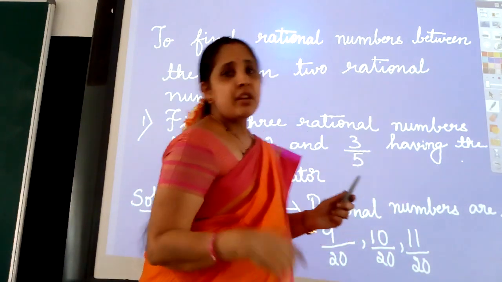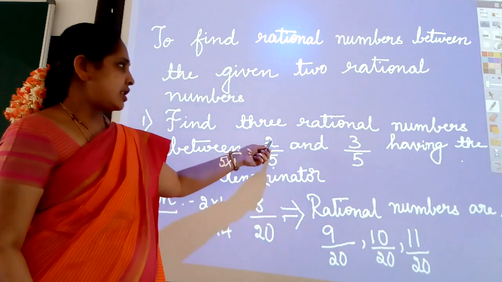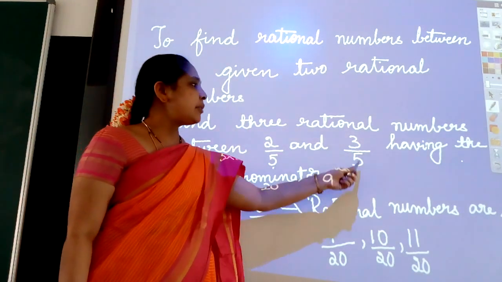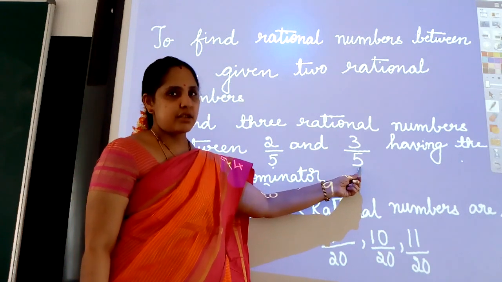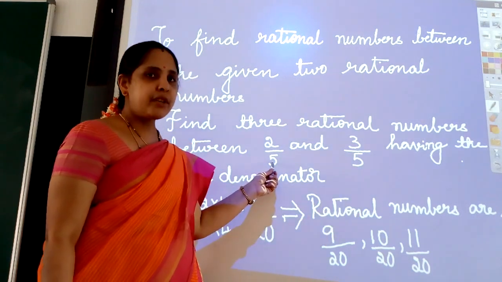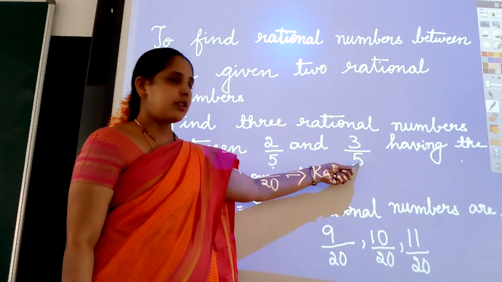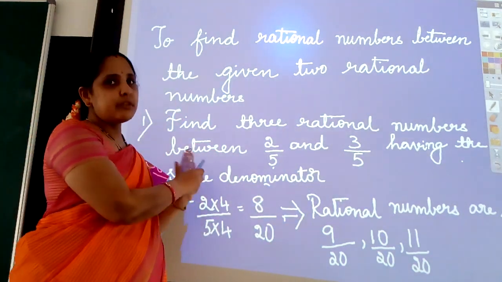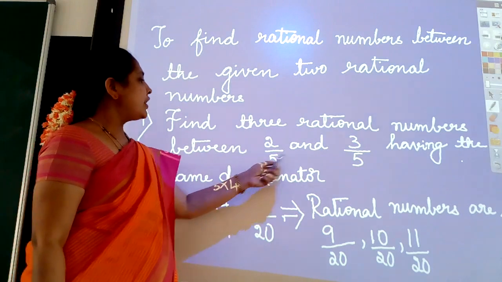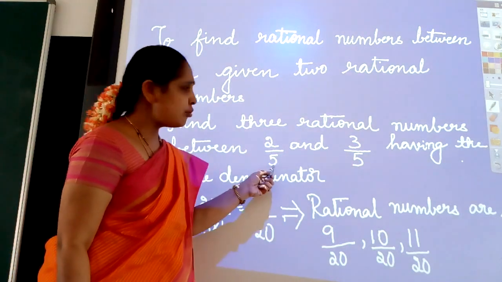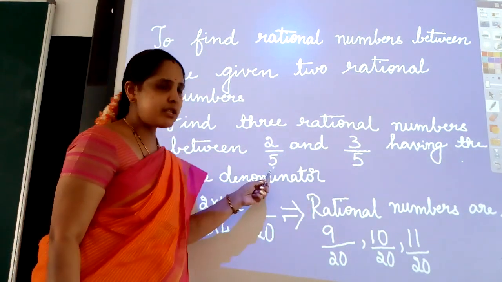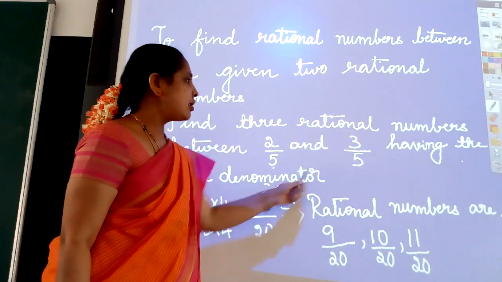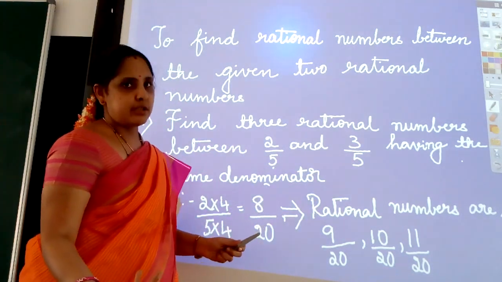So here, what we are going to do is, 2 by 5 is the first rational number and 3 by 5 is the next rational number. Of course, 2 by 5 is lesser than 3 by 5, you know this. Now, the condition given to you here is you are going to insert three rational numbers between 2 by 5 and 3 by 5. So how to go about it?